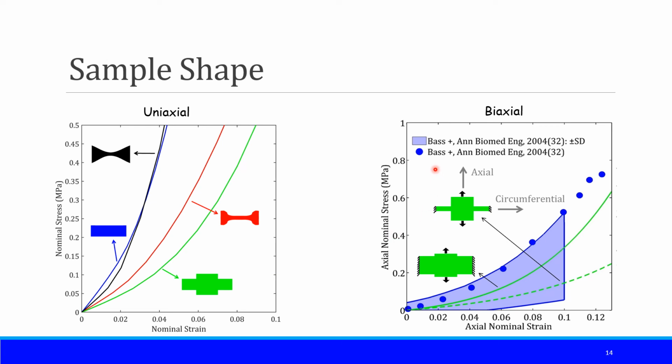For example, Bass didn't report the width of his sample in the axial direction. So you can see how these variations in the geometry can affect the stress-strain response.